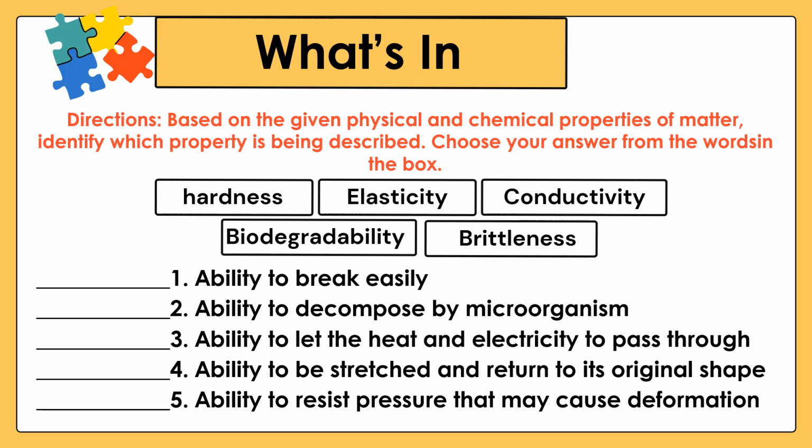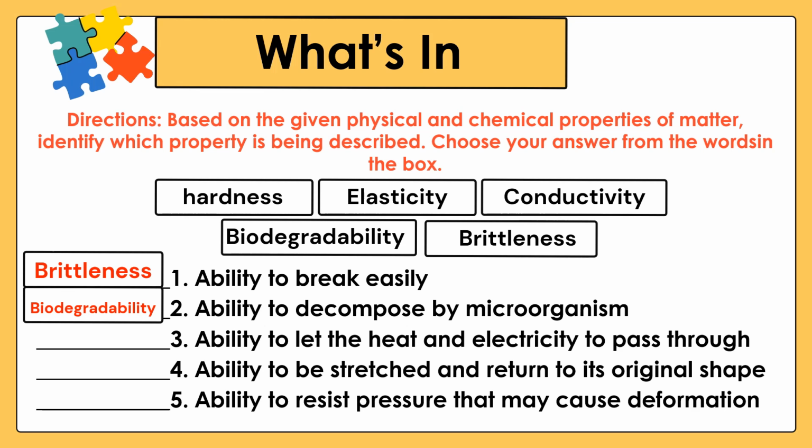Number 1. Ability to break easily. The answer is brittleness. Number 2. Ability to decompose by microorganism. The answer is biodegradability. Number 3. Ability to let the heat and electricity pass through. The answer is conductibility or conductivity.